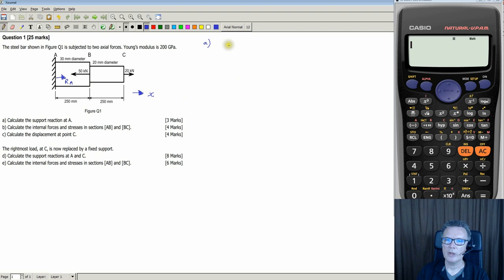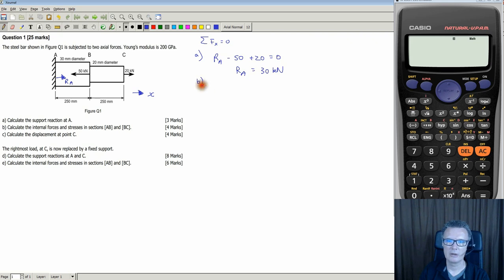And the law that we'll use for the majority of this question will be when you sum the forces in the x direction, we expect them to be 0. So let's apply that to A, to the external forces, which will include the reaction. So I've got RA, take away 50, go in opposite direction, plus 20 equals 0. So RA is going to be 30 kilonewtons.